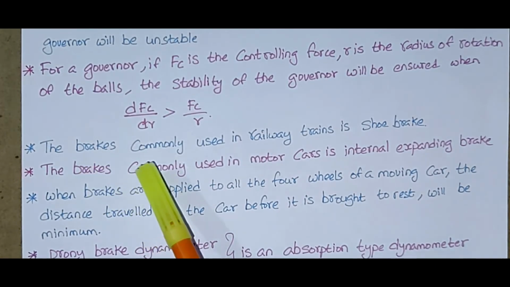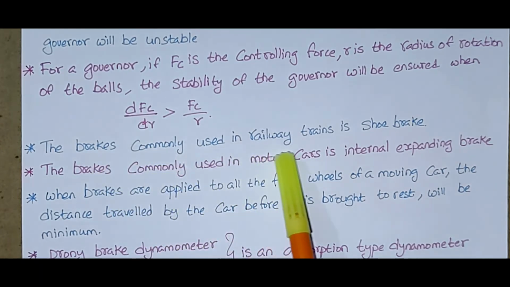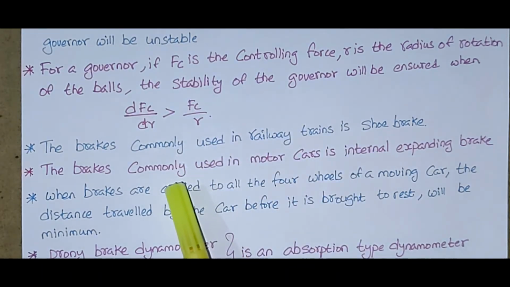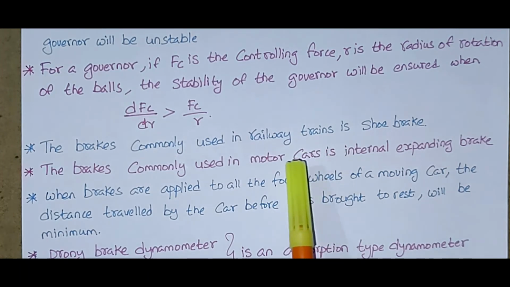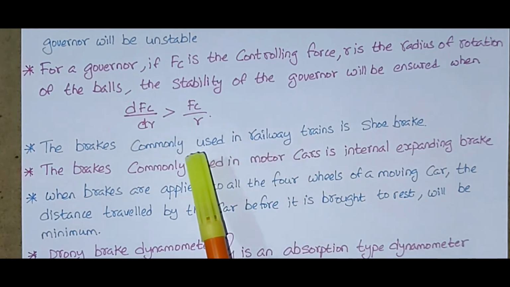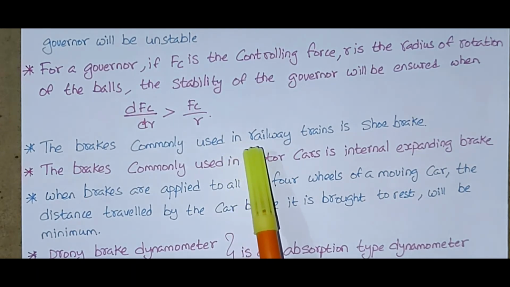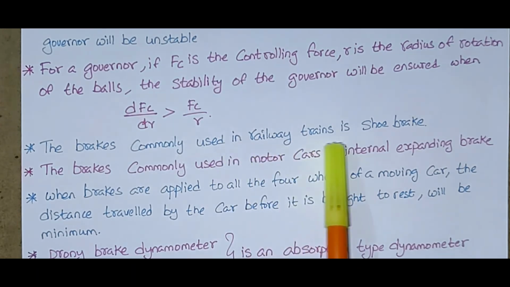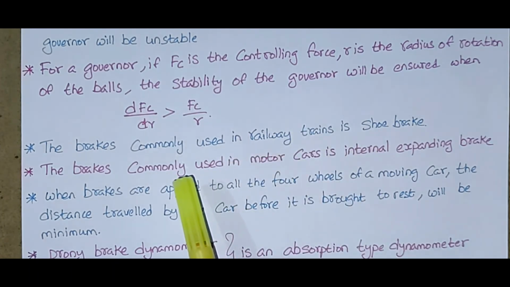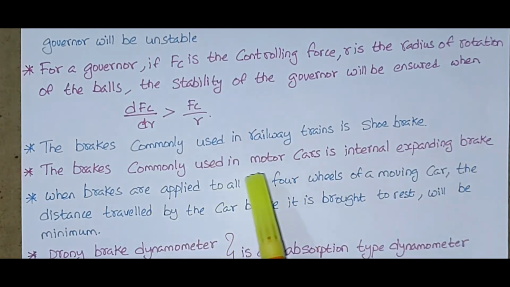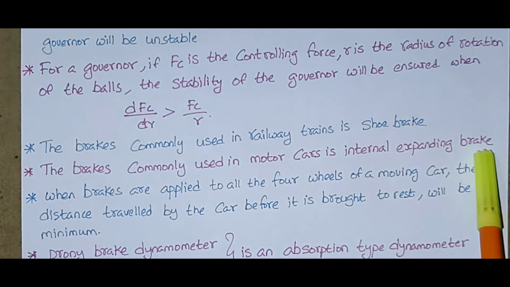Next, we will discuss the brakes. The brake commonly used in railway trains is the shoe brake. See friends, these type of questions we can expect in our examination: which type of brakes are used in railway trains and which type of brakes are used in motor cars. If the question is regarding the type of brake used in railway trains, it is the shoe brake, and if the question is regarding the type of brake used in motor cars, it is the internal expanding brake.